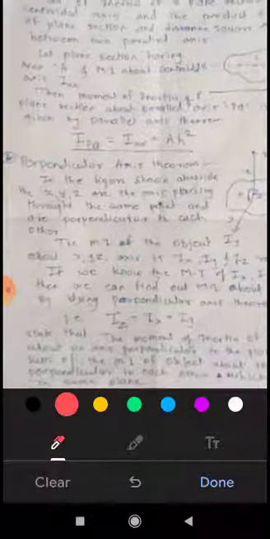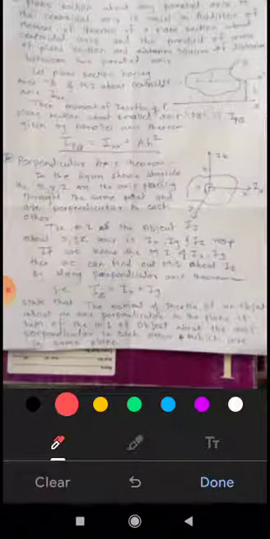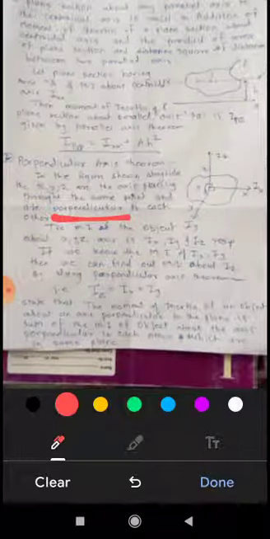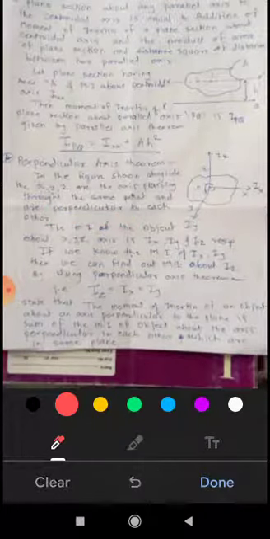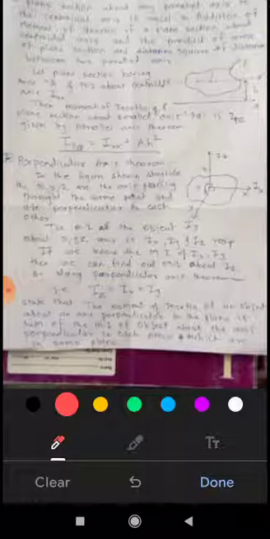Okay, some considerations are made over here. In the figure shown alongside, x, y, z are the axes passing through the same point and perpendicular to each other. This condition is a must. These three axes must be perpendicular and must meet at the same point. These two things are necessary for applying this theorem. Now the moment of inertia of the object about the x, y, z axes is Ix, Iy and Iz respectively.